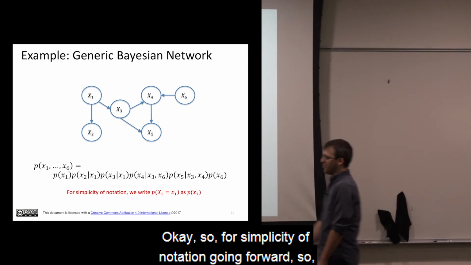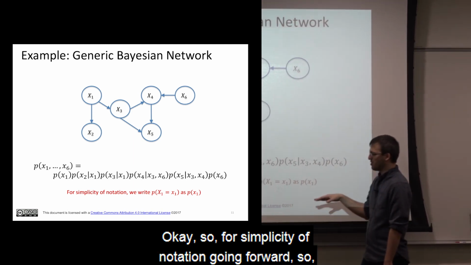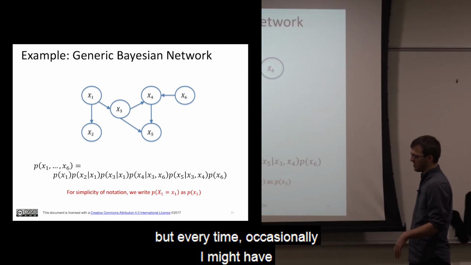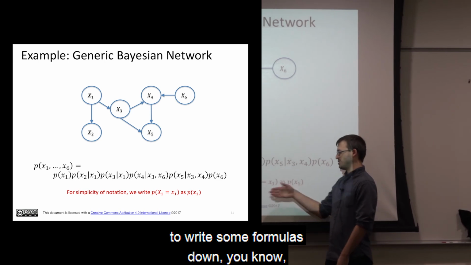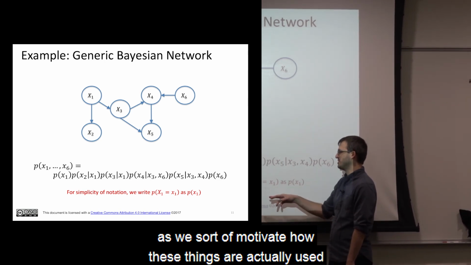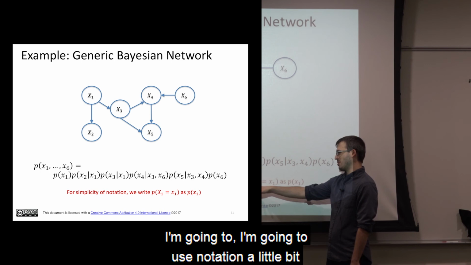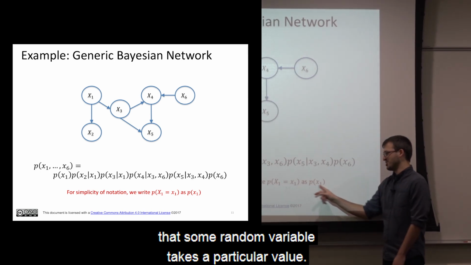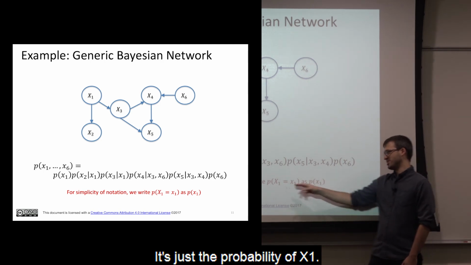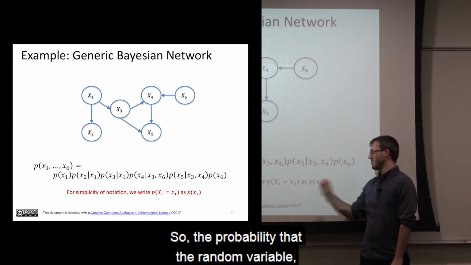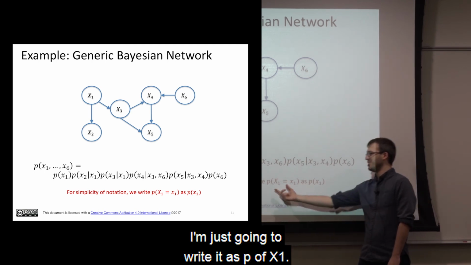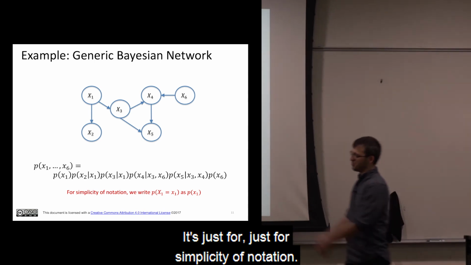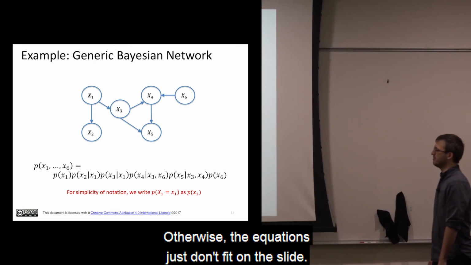Okay? So for simplicity of notation going forward, I'm going to try to avoid too many of the technical details, but occasionally I'm going to have to write some formulas down, as we motivate how these things are actually used in practice. I'm going to abuse notation a little bit and write the probability that some random variable takes a particular value. It's just the probability of x1. So the probability that the random variable x1 takes the value x1. I'm just going to write this p of x1, where it's to be understood that I mean this. It's just for simplicity of notation. Otherwise, the equations just don't fit on the slide.